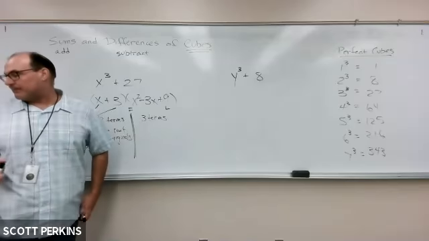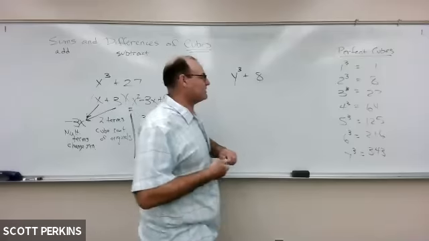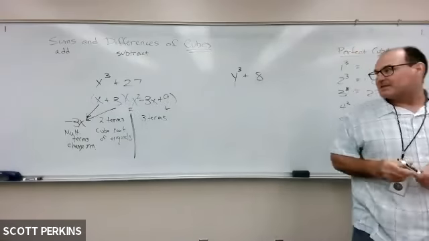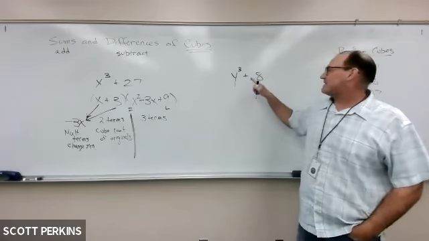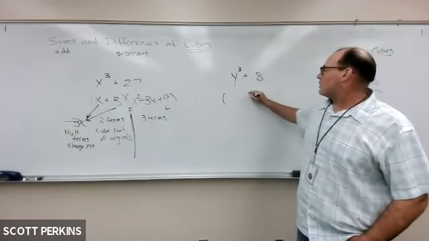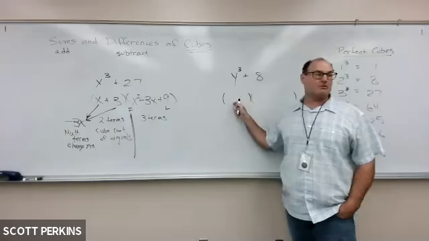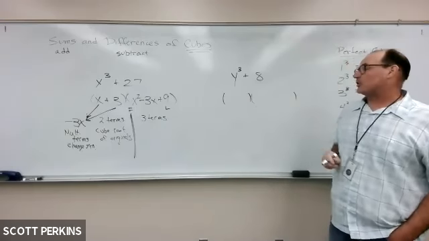All right, let's give this a try. We're gonna do several more of these just because I know this process is a little complicated at first. So we got two factors always. This is a sum of cubes. So my first factor is gonna have two terms. My second factor is gonna have three terms.